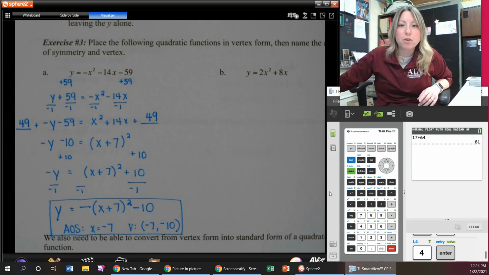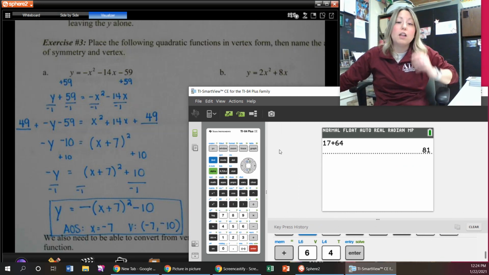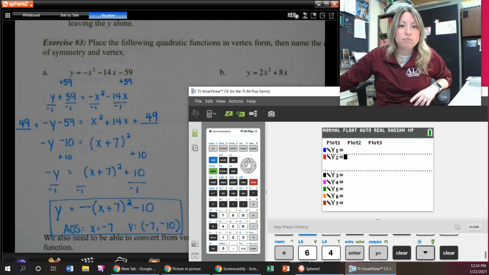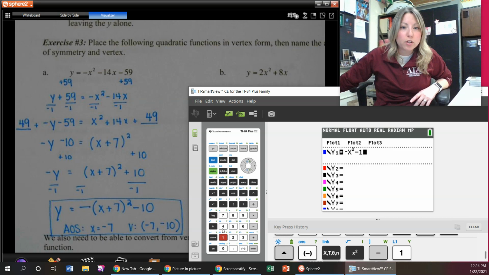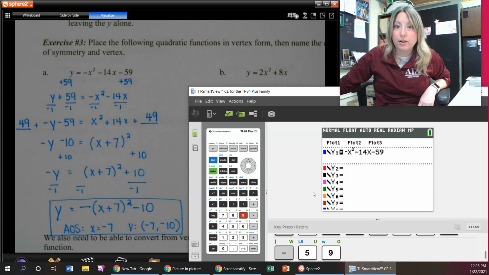Ready? I'm going to make my graphing calculator a little bit bigger so you can see my screen. Let's go to y equals, oh, got to delete those from a previous lesson. In y1, I'm going to plug in the original, which was negative x squared minus 14x minus 59. Remember, when you're plugging in a number that starts with a negative, it's always the little negative under 3 to start. Any minus is actually the minus sign here. Okay.